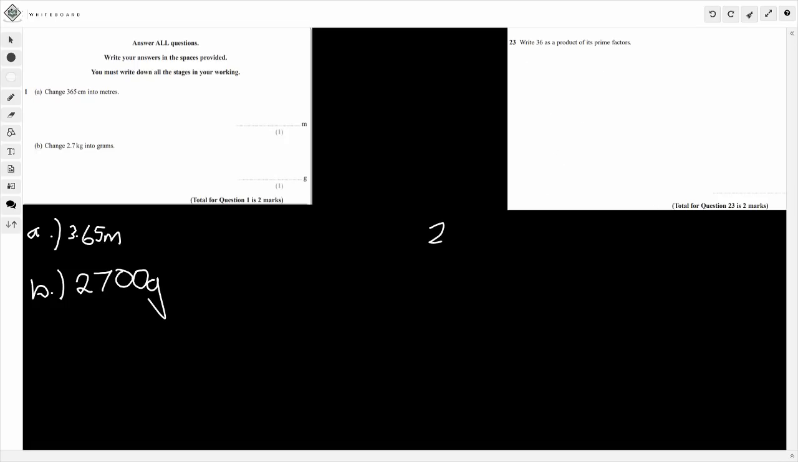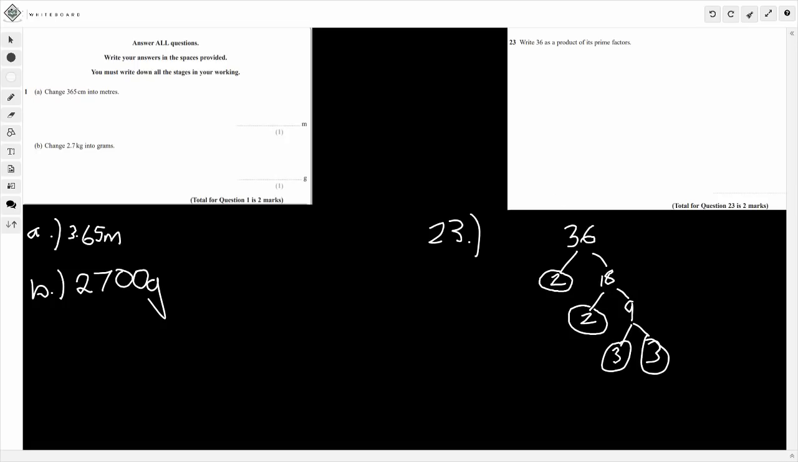Question 23 over here. We have to express or write 36 as the product of its prime factors. So remember, the easiest way to do this is to do your prime factorization tree. So 36. So that's going to give me 2 and 18. And then circle the prime numbers as you go down. So 2 is prime, so we're going to circle that. 18 we can split as 2 and 9. Again, 2 is prime, circle that. 9 we can split as 3 and 3. Both of them are prime, and there we go, that's our prime factorization.